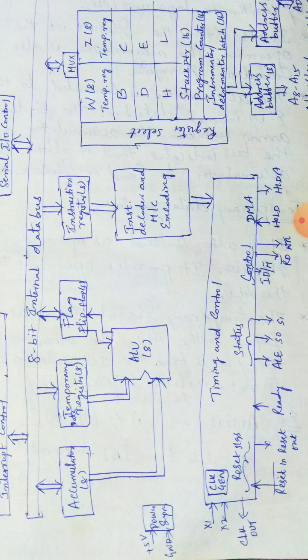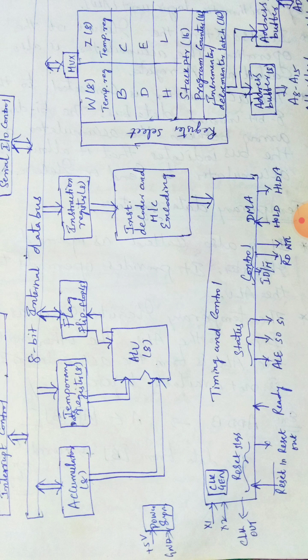Now come to the status signals. These status signals are S0 and S1. Here S0, S1 is mainly used to identify the different types of machine cycles, whether there is opcode fetch, memory read, memory write, IO read, or IO write. That can be decided by these status signals.